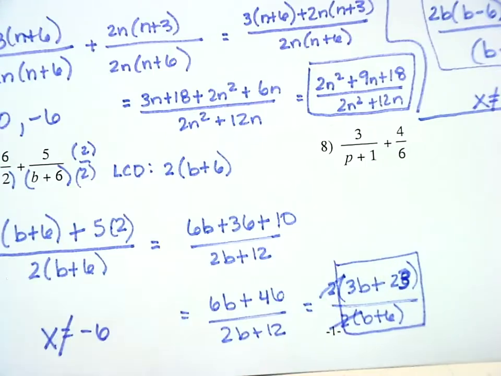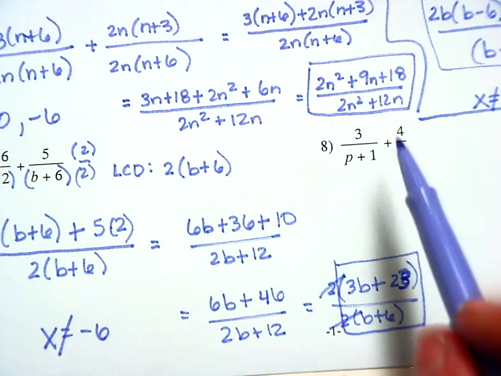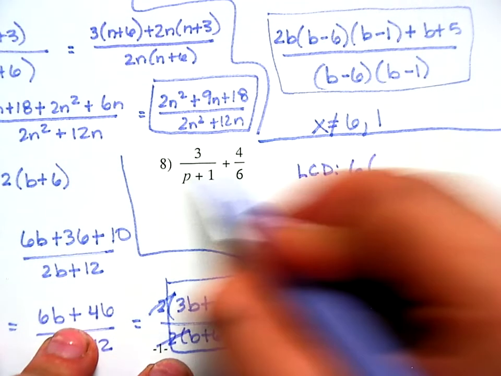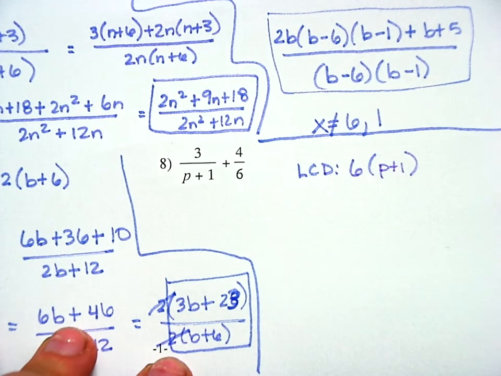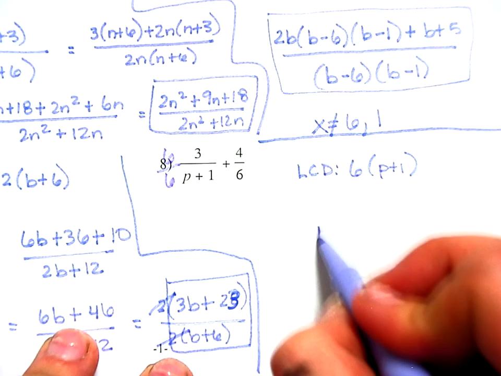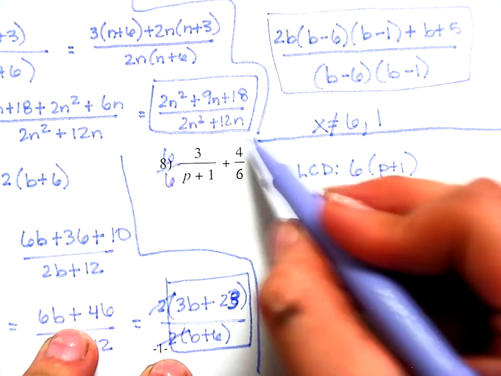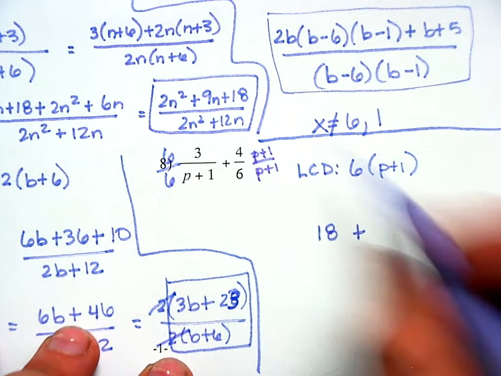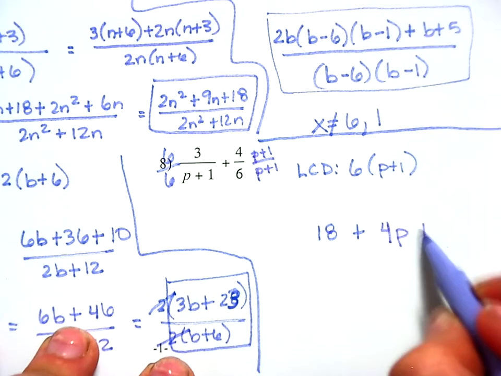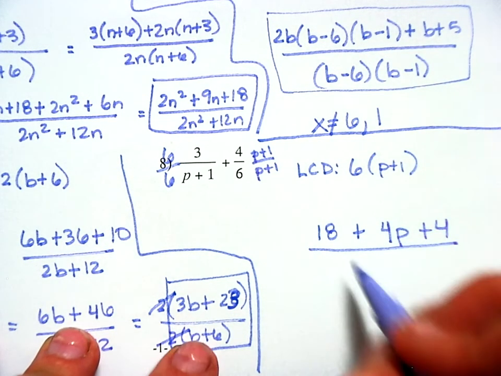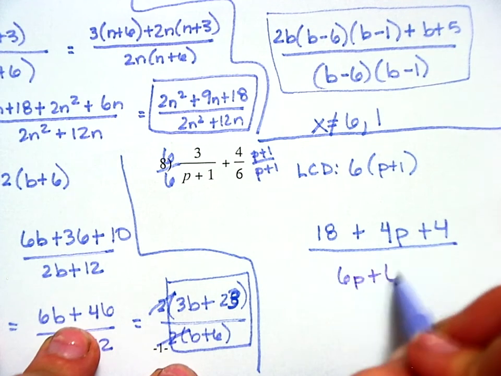Last one. Again, this is just a binomial and a number multiplied together for our LCD. So I want both my denominators to look like 6 times (p + 1). Let's multiply this one, 6 over 6. So that gives me 18 for my numerator. And then this fraction, I need to multiply by (p + 1) over (p + 1). So for this one, I'm going to get 4p + 4. So I skipped a step this time. I already multiplied through and distributed. And then don't forget, the denominator is going to be 6p + 6. Again, I just distributed.